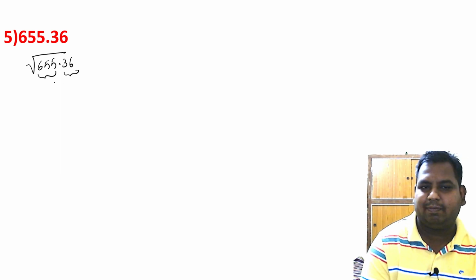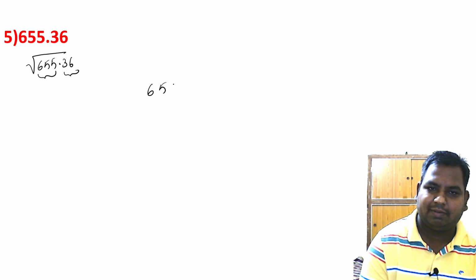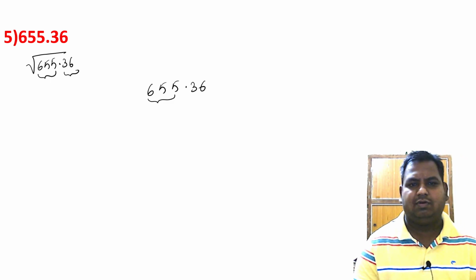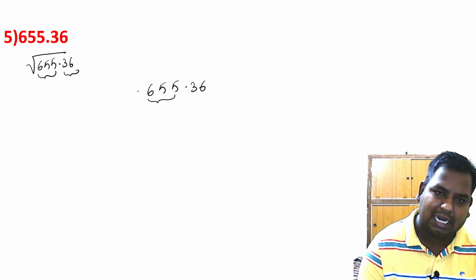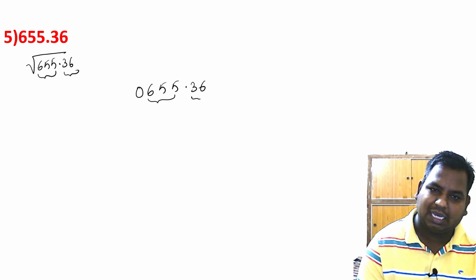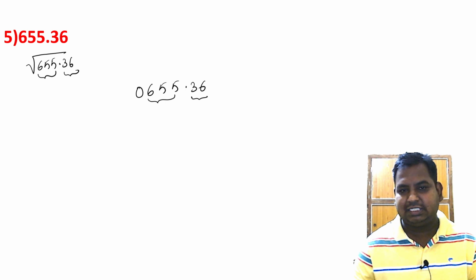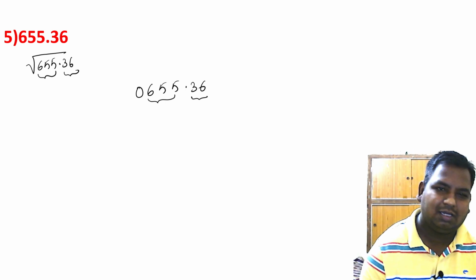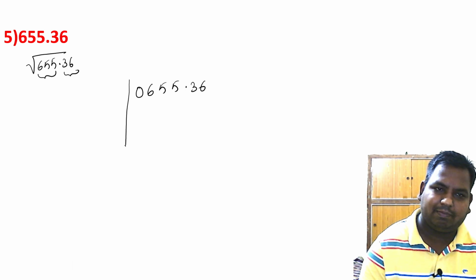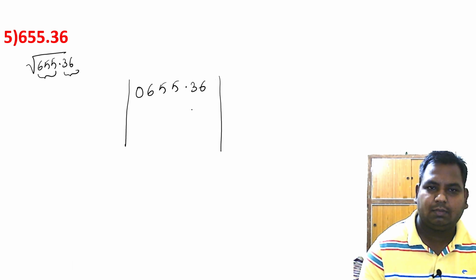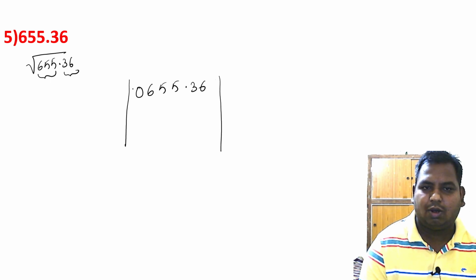This is the decimal part. 655.36. In the whole number part, I need to have an even number of digits. So what should I do? I'll add 0 here. In the decimal part, I have only 2 digits. I have an even number of digits. So nothing to change. Now just applying the method. Put a bar on two digits. First bar, second bar, and here also a bar.